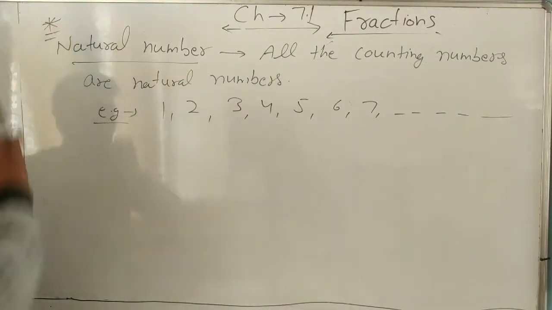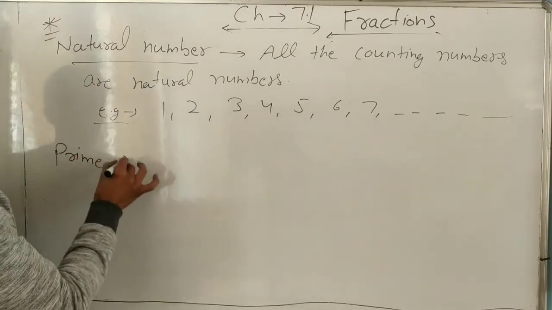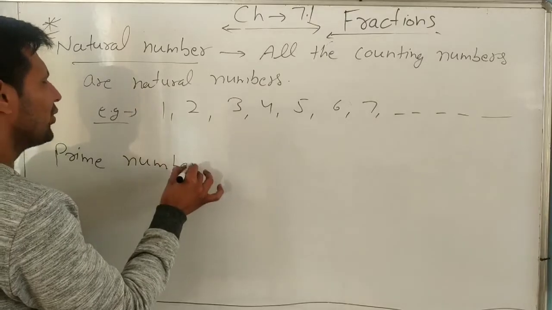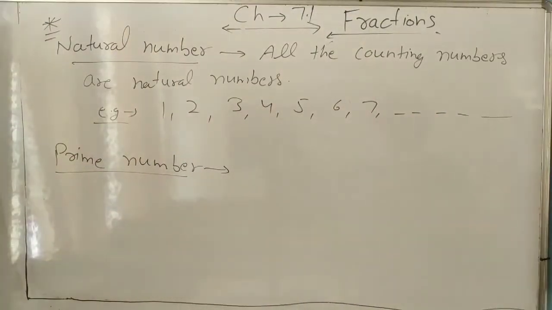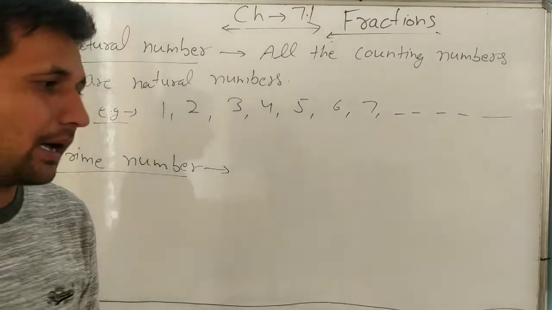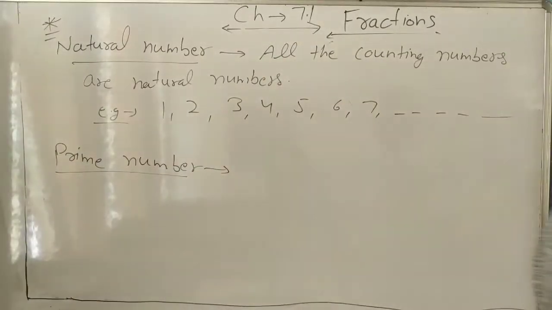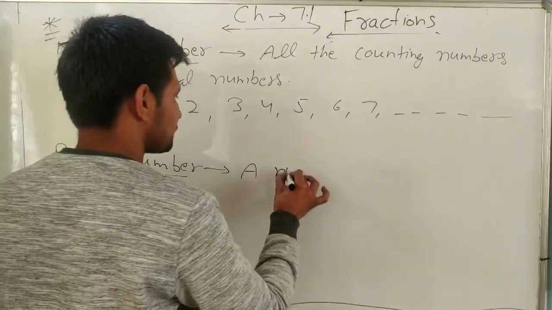What is a natural number? Second is prime number. I know you already know what a prime number is. We already discussed it in the 4th and 5th class. Okay, I know everyone knows. But again, what is a prime number? A number which cannot be divided by more than 2 numbers.